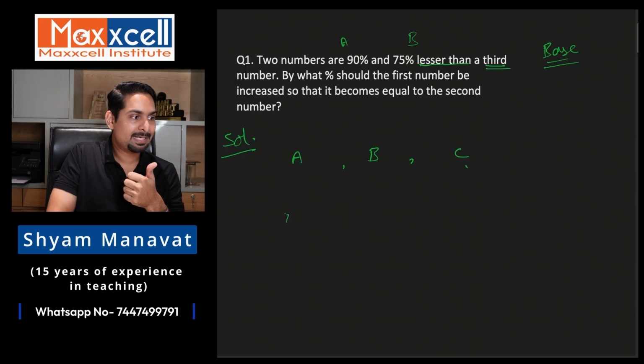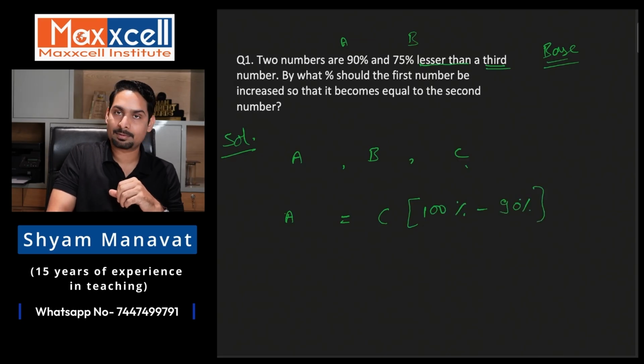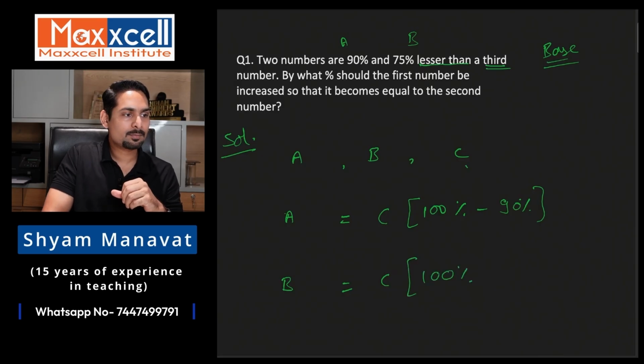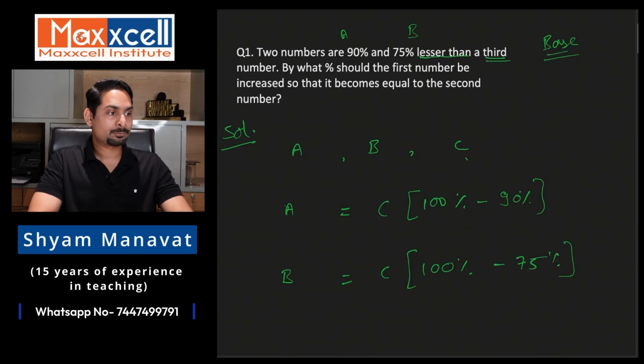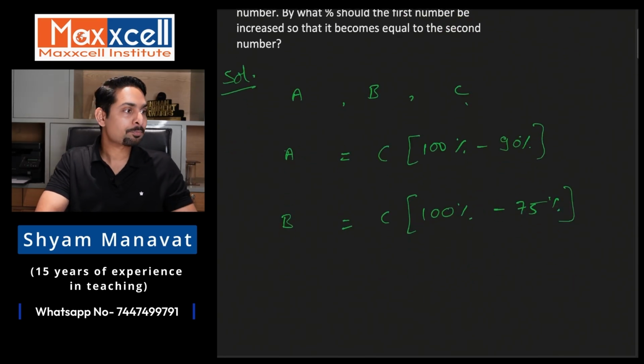So it says A is 90% less than the third number. The third number is C. So it's C into 100% minus 90%. And the second number is how much less? It is 75% less than the third number. So these two expressions, I hope they are clear.